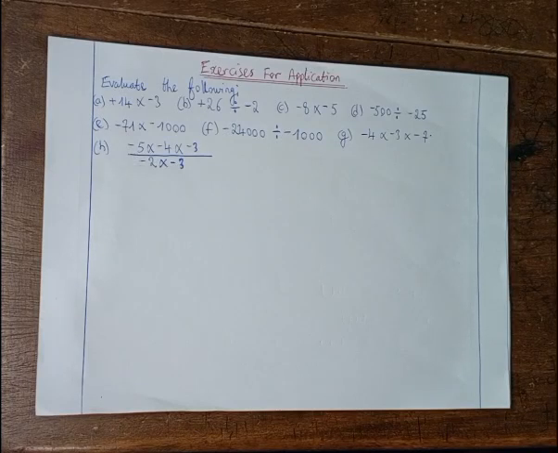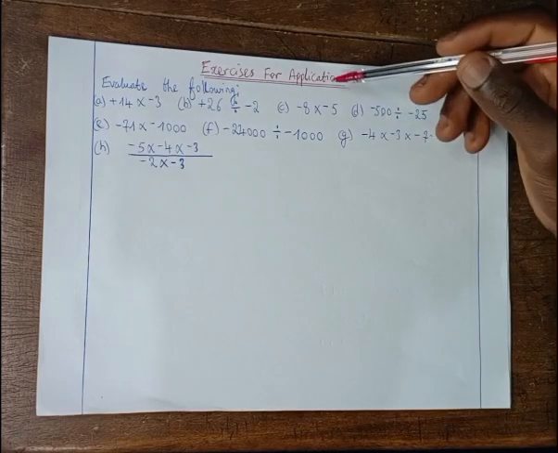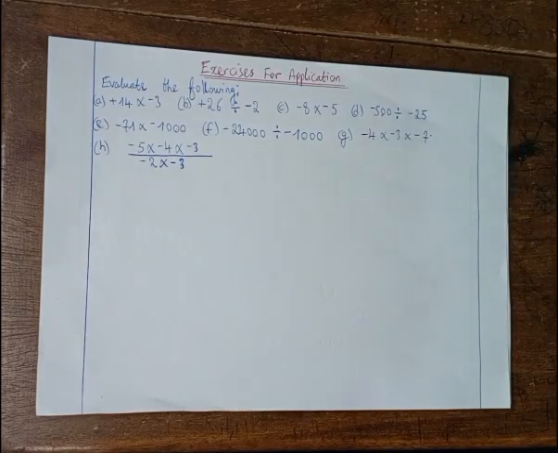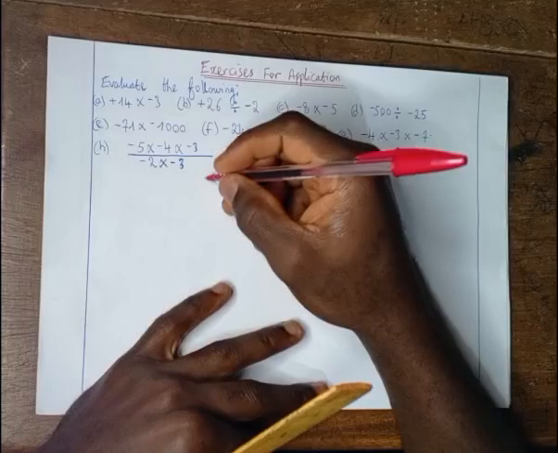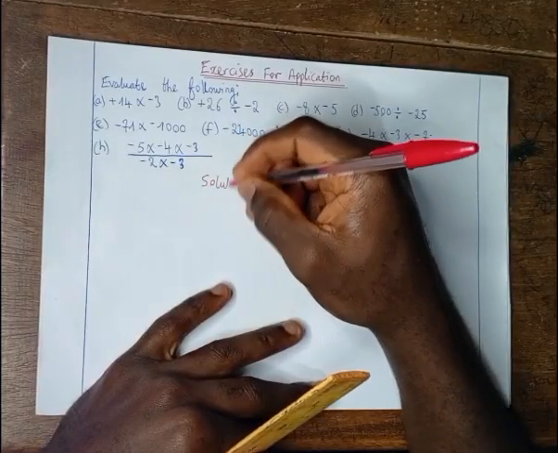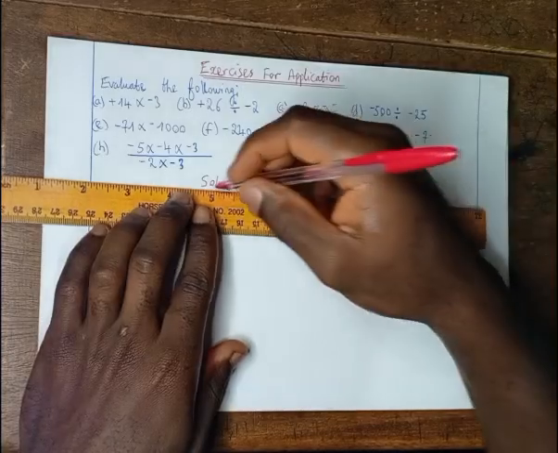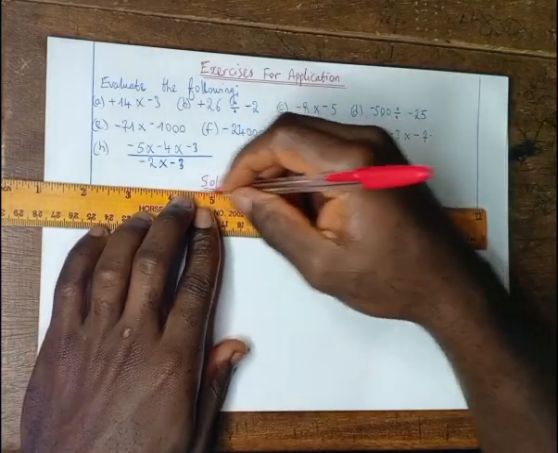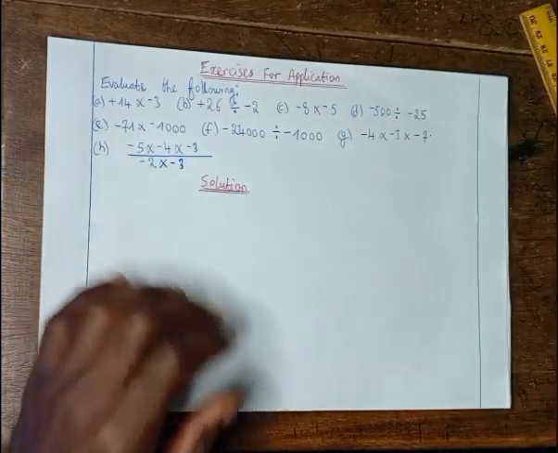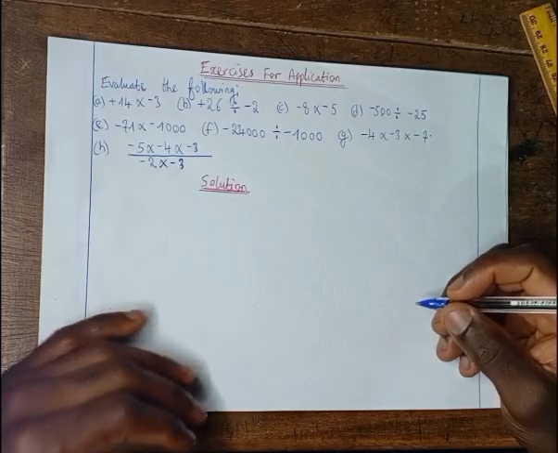We will continue from where we ended last time on multiplication and division of integers. We are going to start by correcting the following exercises for application. Solution. It says evaluate the following.